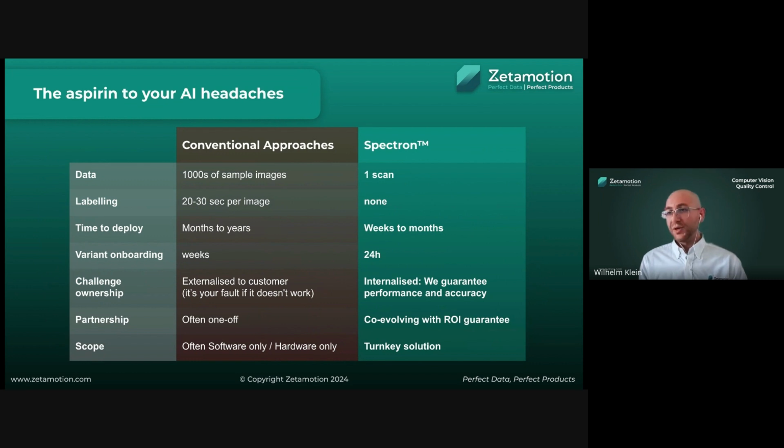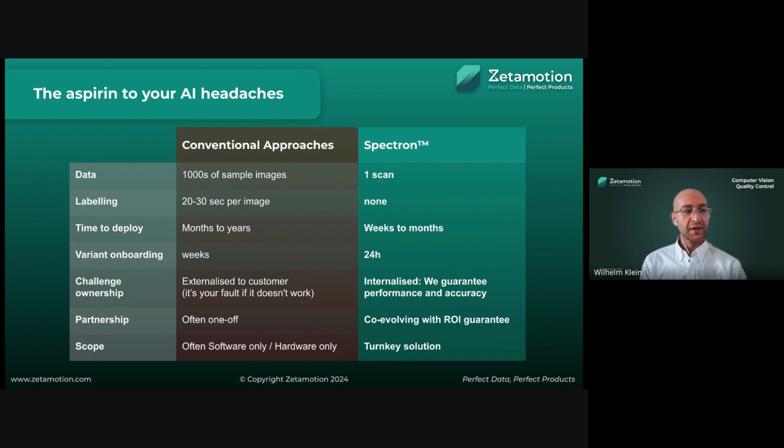Where others may take months or years to deploy, we usually work on a scale of weeks to months. And where a variant onboarding can take several weeks, we promise to do that in less than 24 hours. And as I said, the challenge is usually externalized. If it doesn't work, it's your fault. We guarantee the performance and accuracy and make sure it works, and continue to do so indefinitely. Our model is one of lasting partnership, where we make sure that it continues to deliver what you require from it.